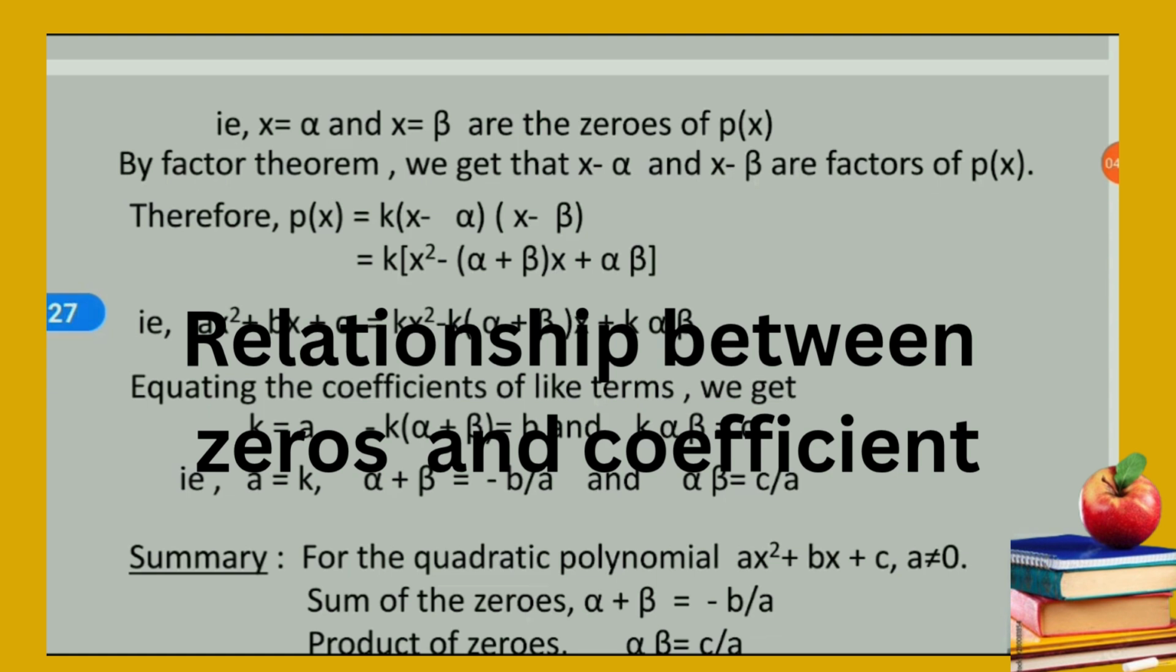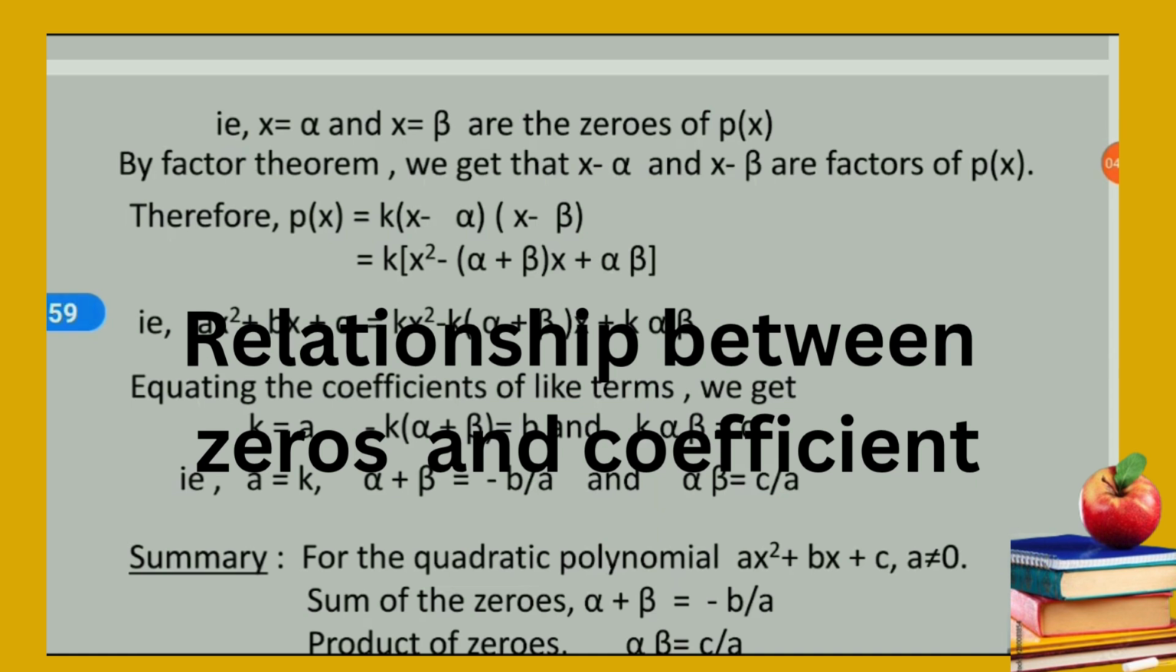The last term is the constant term. What is the constant term on the left hand side? C. And on the right side? K into alpha beta, that is c is equal to k into alpha beta. Now we are applying the value of k in the equations, that is a becomes k. Then alpha plus beta becomes negative b by a and alpha beta becomes c by a.